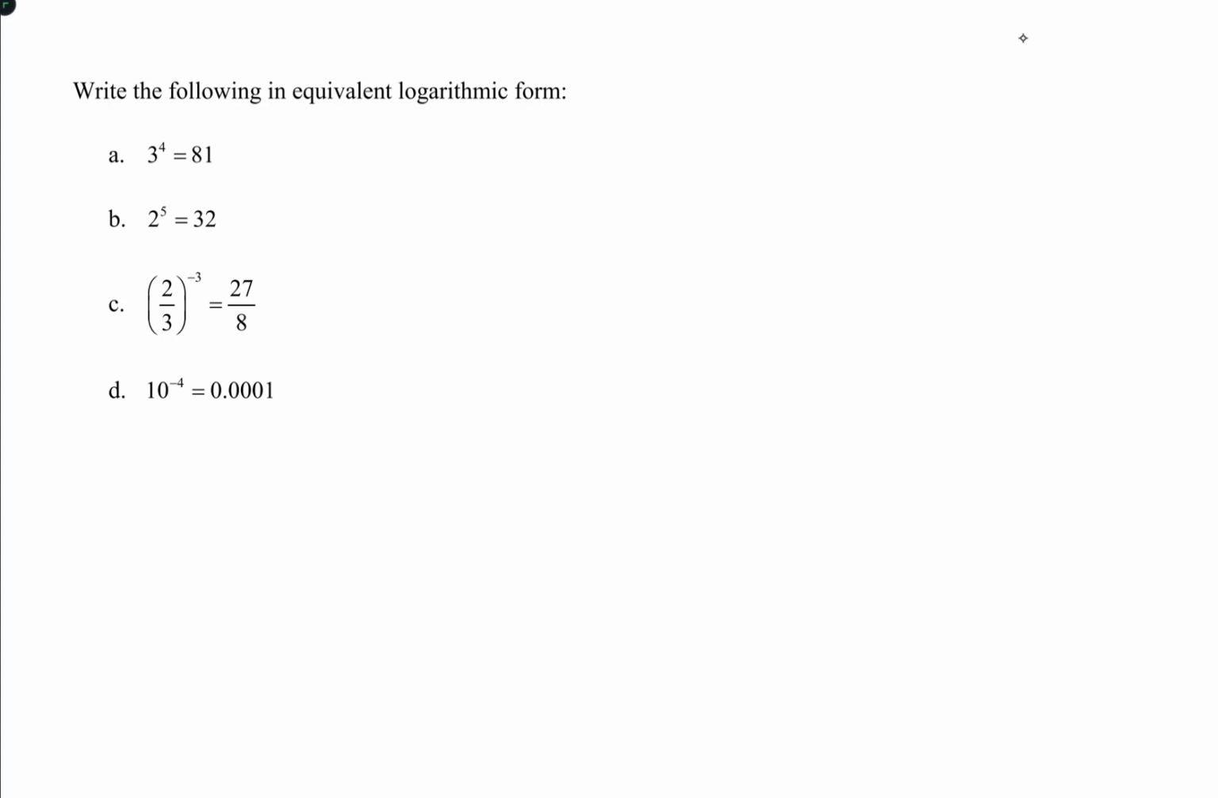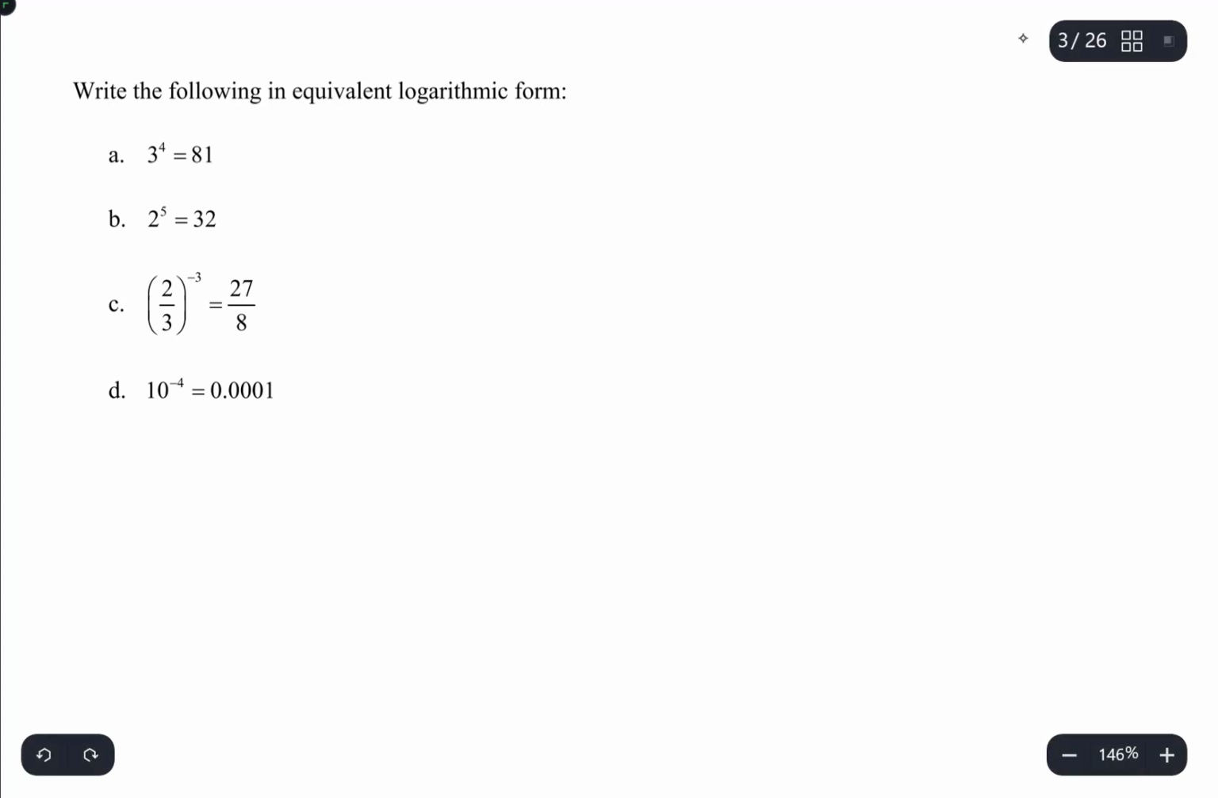Write the following in equivalent logarithmic form. So to change something from exponential form into logarithmic form, we use the same mapping as going from logarithmic to exponential. So the mapping is this.